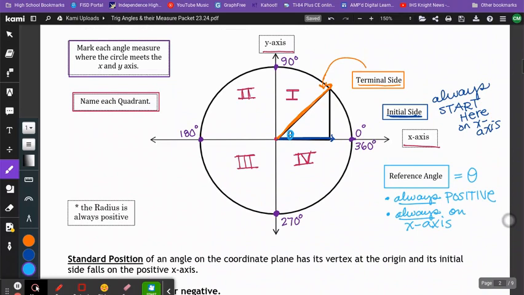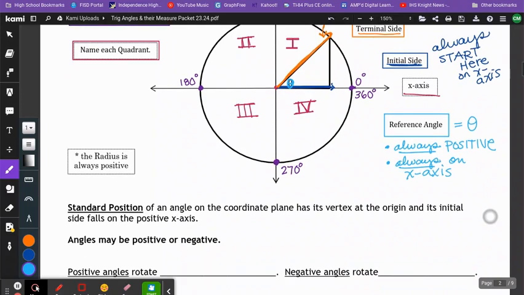Okay, so drawing an angle in standard position, that's what we call it when we start at 0 and draw around the circle in a counterclockwise direction. Angles can be positive or negative. You can have a positive angle measure and you can also have a negative angle measure. A negative angle measure just means that you start at the same place but go in the opposite direction. Positive angles always rotate in a counterclockwise direction.